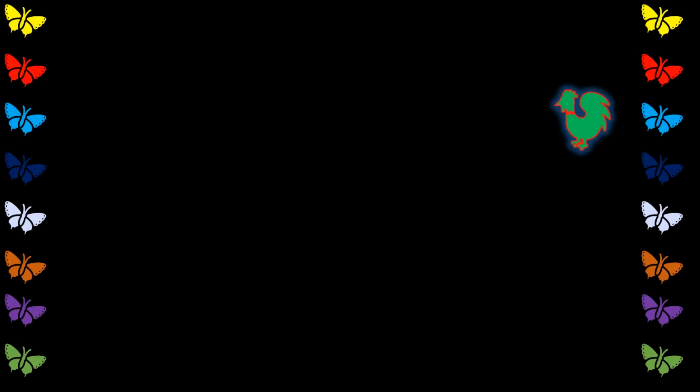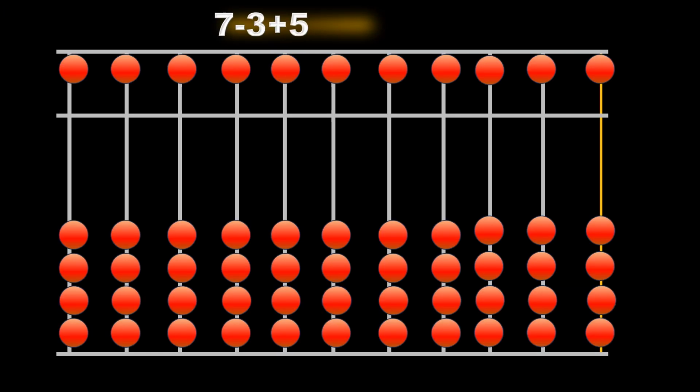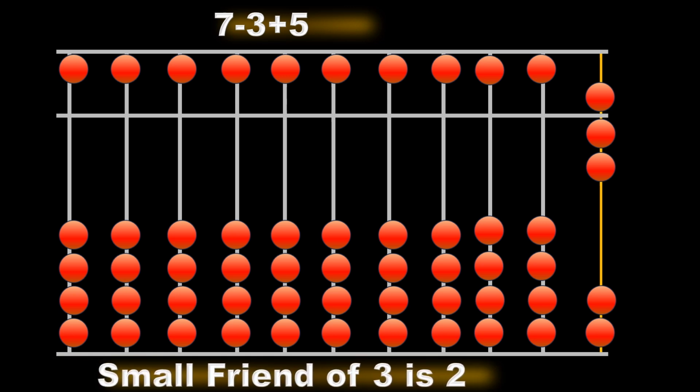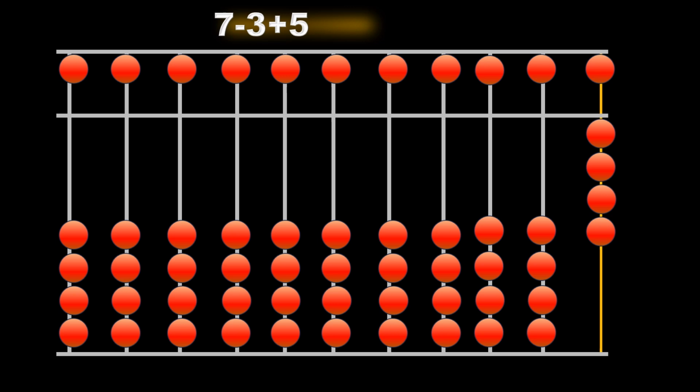The next question is 7 minus 3 plus 5. So add 7 in one's rod. The second digit is subtract 3. We have to go for small friend of 3, which is 2. Subtract 5, add 2 lower beads. The third digit is add 5. We have 5, straight away add 5. So the answer becomes the maximum number on one's rod, 9.